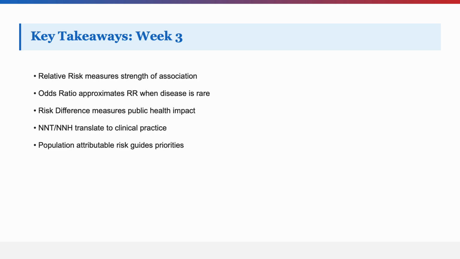Assignment: find a study in a medical journal that reports relative risk or odds ratio. Calculate the risk difference if data allows. What's the NNT? Come prepared to present. See you next week.